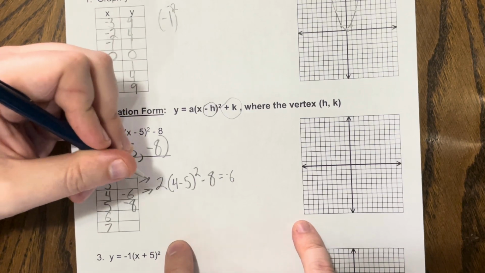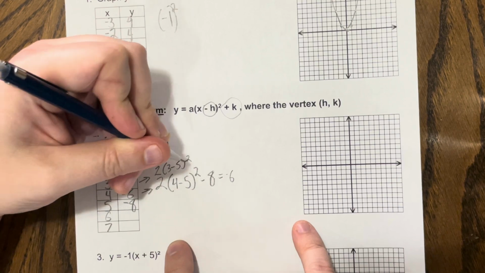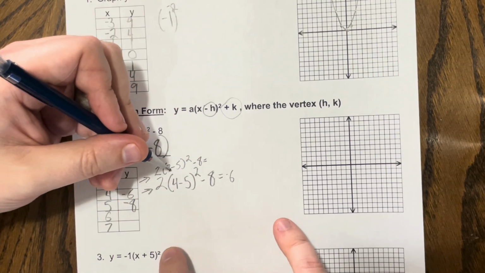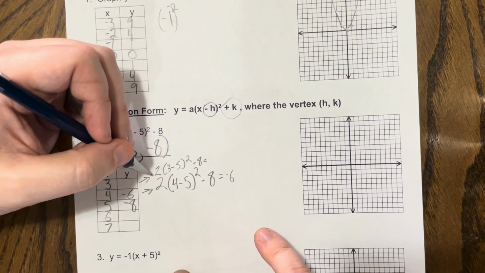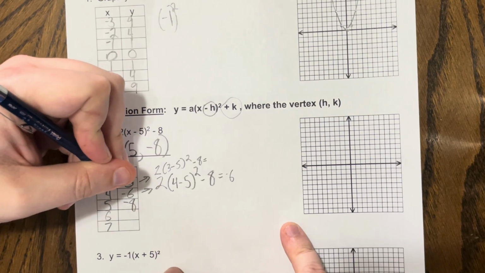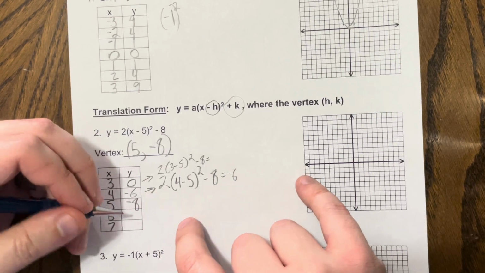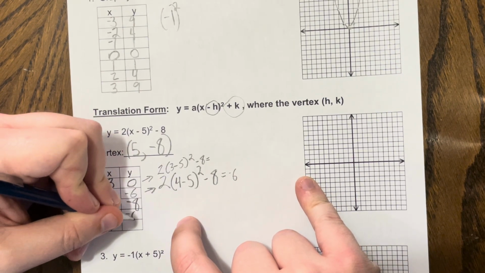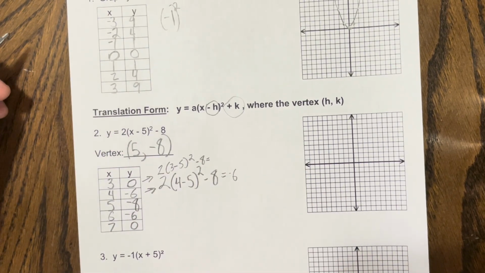Okay, for this one, if I put a 3 in there, it'd be 3 minus 5 squared minus 8. That would give me negative 2 squared, which gives me 4, times 2 gives me 8, so 8 minus 8 would give me 0. Okay, if you work out these other two, you'll quickly notice that when I put in a 6, I also get a negative 6, and when I put in a 7, I also get a 0.